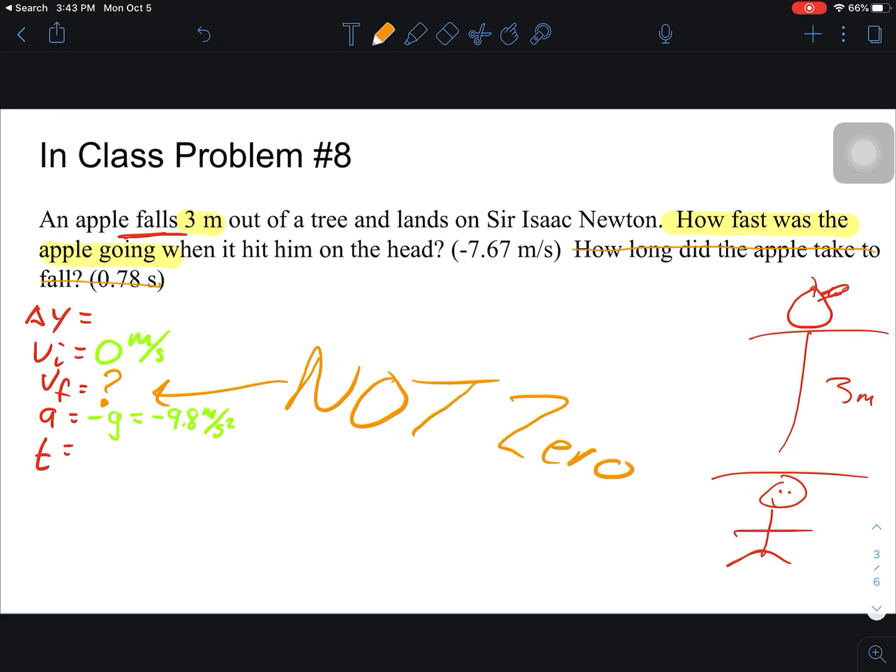It is not 0. Okay, do not tell me 0. I'm not looking for 0. I'm asking how fast was it going right before it hit the ground? Not 0. That's my question mark.